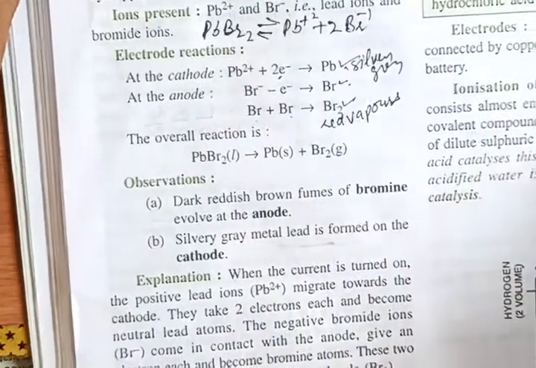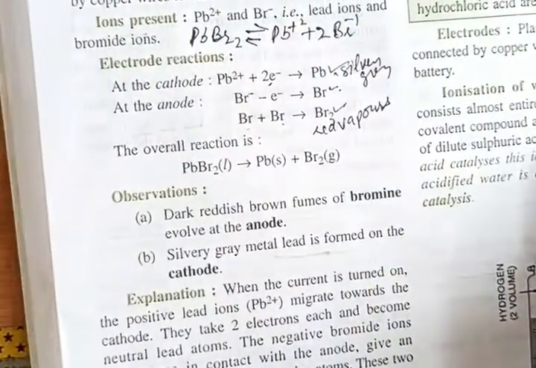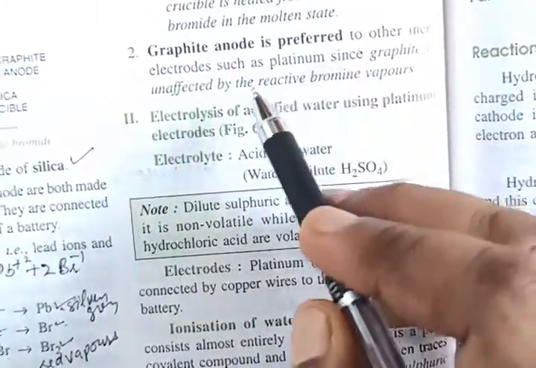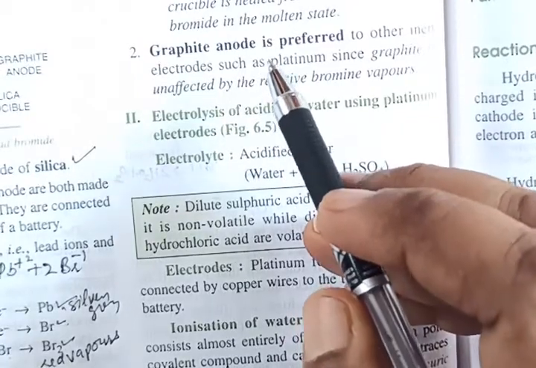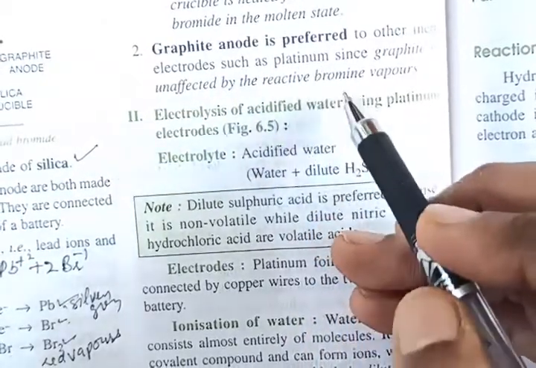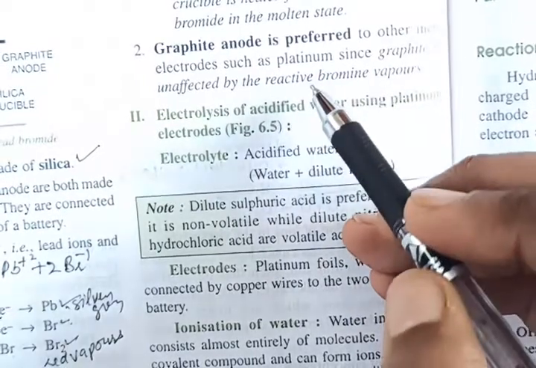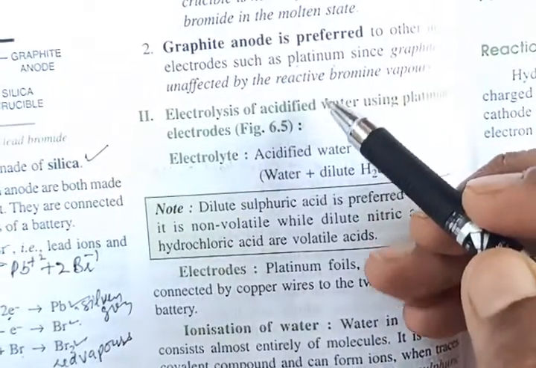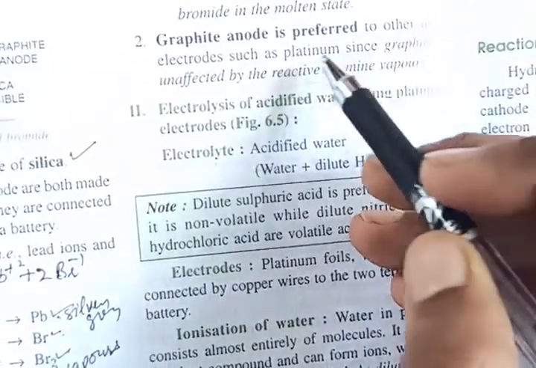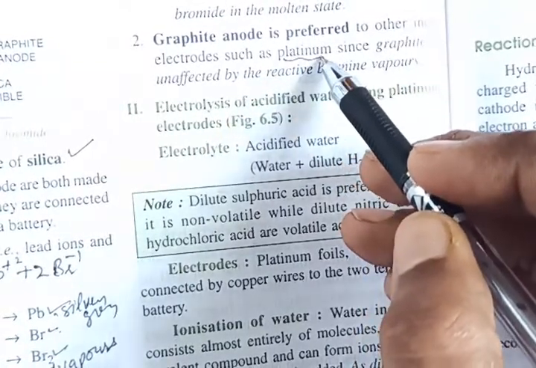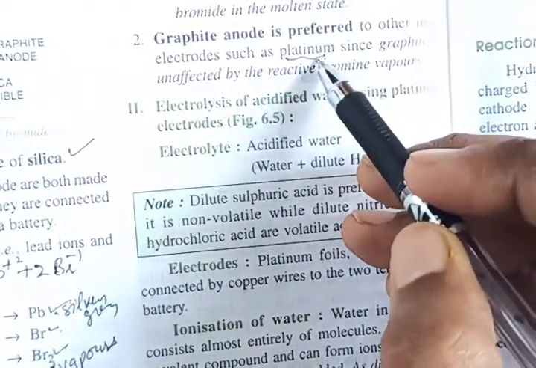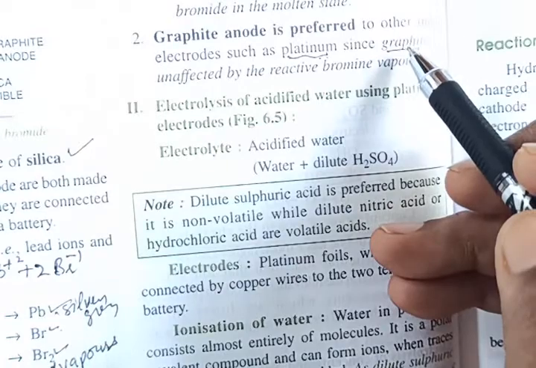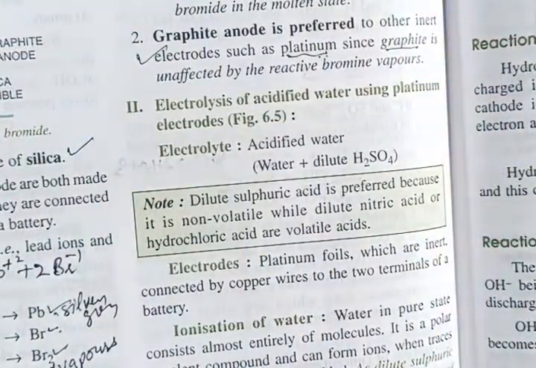Bromine is a halogen. Halogens are very reactive, right? Any halogen, whether bromine or chlorine, is very reactive, and in vapor form they are even more reactive, and that is why they attack all metals like platinum, and therefore the anode will be spoiled. That is why the anode is made of graphite, because bromine cannot react with graphite. So the reason is given here why the anode is made of graphite.